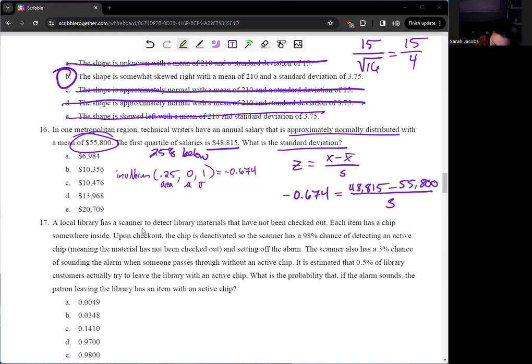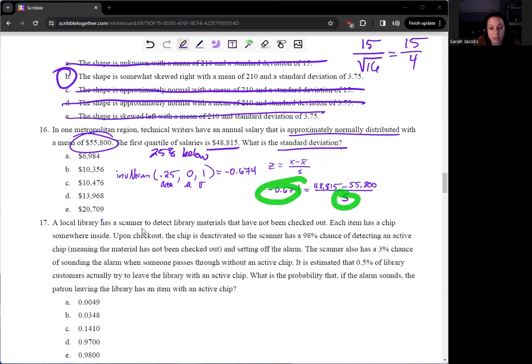So then we ask the algebra fairies to grace us with their presence. And this and that switch, right? We're going to multiply both sides by our s, by our variable. We're going to divide both sides by this negative 0.674. And we end up with this equals, absolutely going to cheat this a little bit.